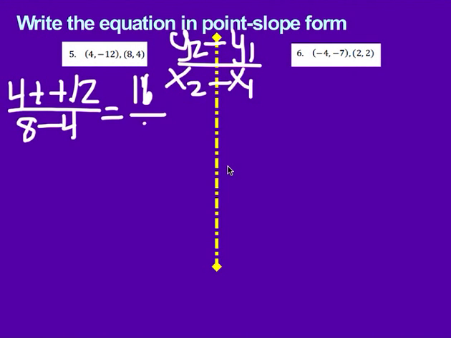And then 8 minus 4 is 4. So then I have 16 divided by 4. So then my slope is going to be 4. So now we can plug that into point slope form.